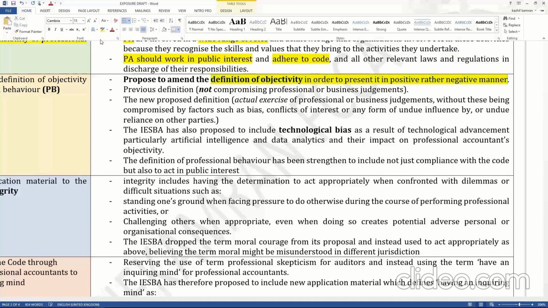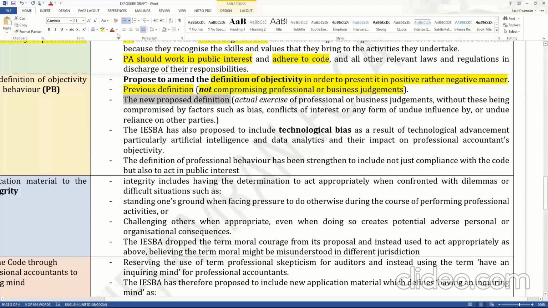Now, when you look at the previous definition of objectivity, it was put in a negative manner. Look at this, the previous definition. The previous definition of objectivity was not compromising professional or business judgment. It used to start with the word not. So if anyone asks you what is objectivity, you used to say not compromising the professional or business judgment. The definition was valid, but it was put in a negative manner. So the code of conduct decided, rather than putting the definition with the word not, let's put the definition in a more positive manner, and this is the proposed new definition.